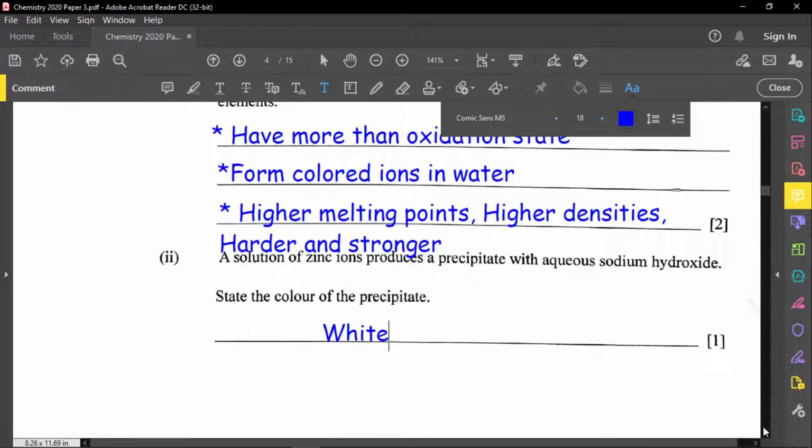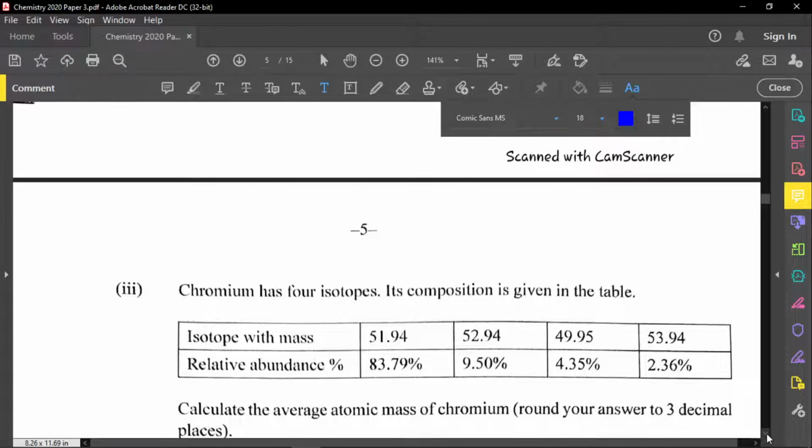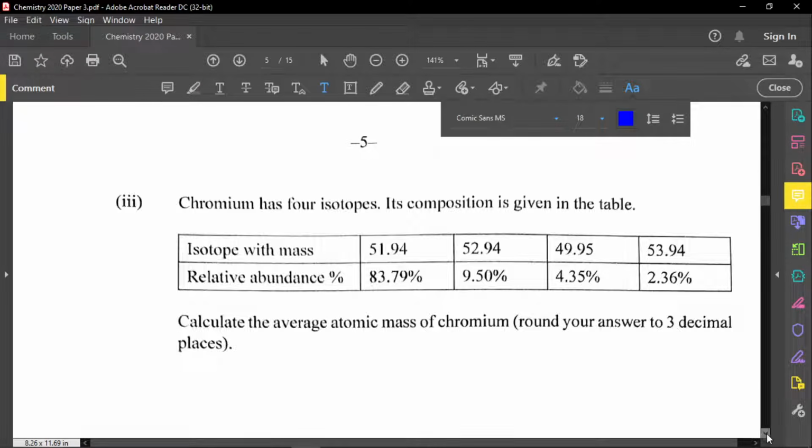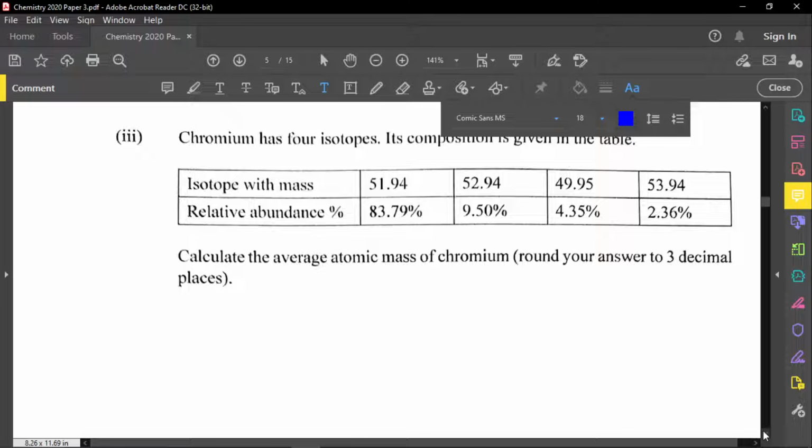Now jumping on to the next part of the question, part 3 of section B. Chromium has 4 isotopes. Its composition is given in the table. You have the isotope mass, and then the relative abundance, which is the percentage that they exist in. Calculate the average atomic mass of chromium. Round your answer to 3 decimal places.